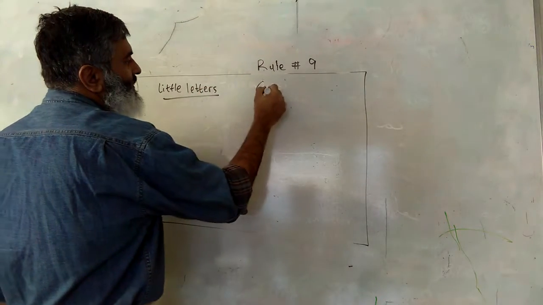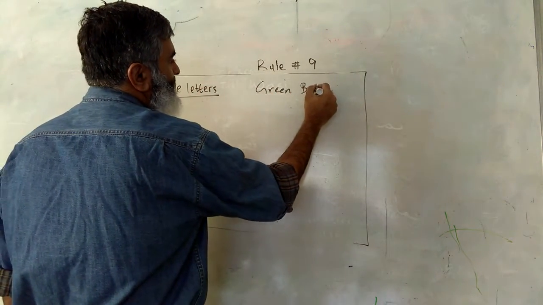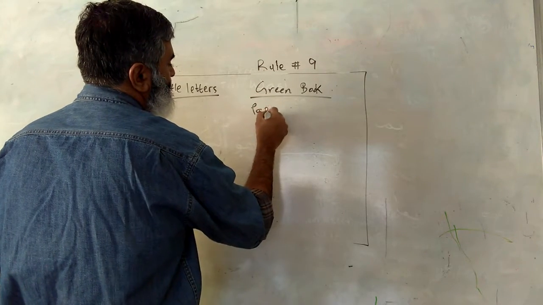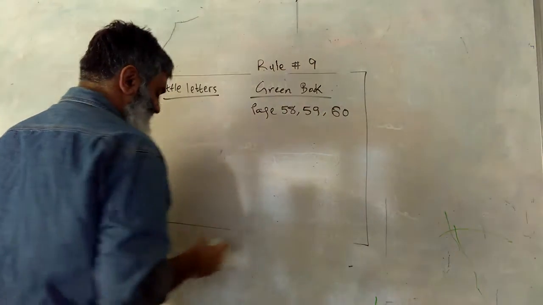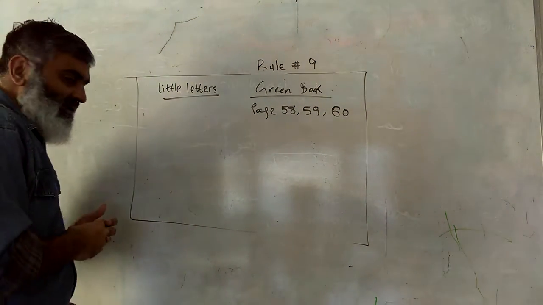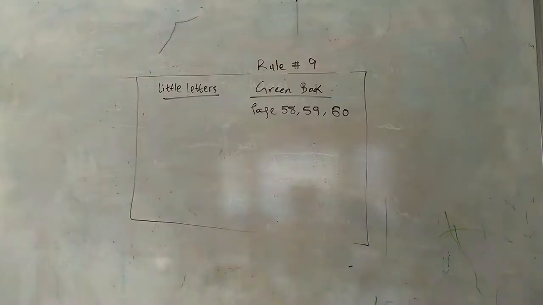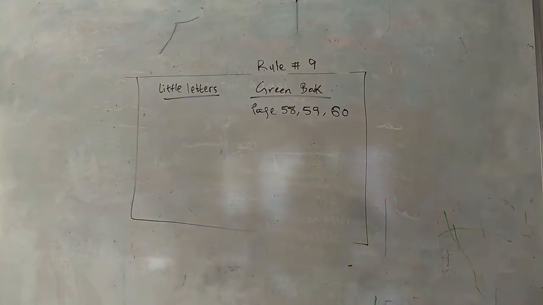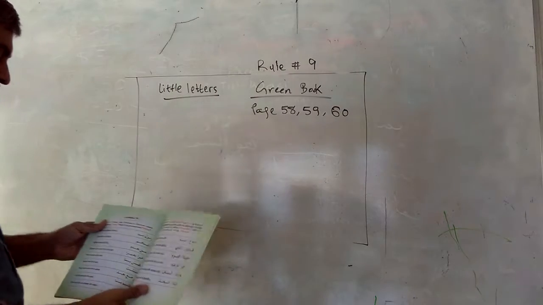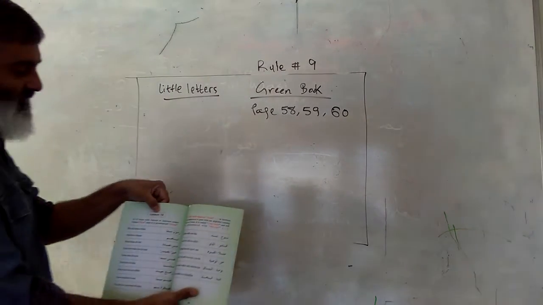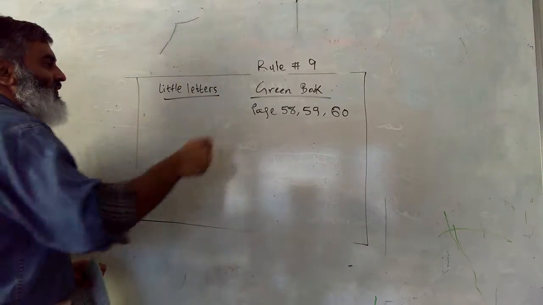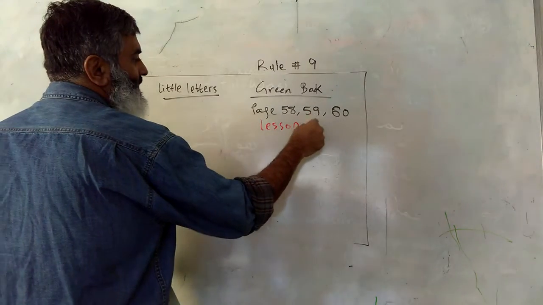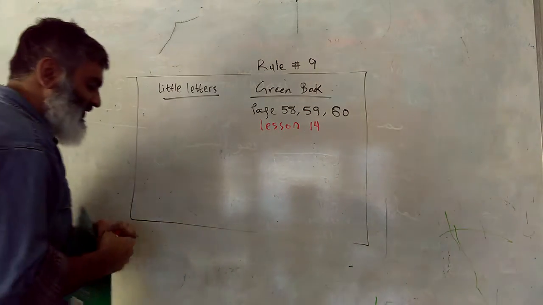This is from your green book, page number 58, 59 and 60. Rule number 9 tells us of something very specific. So if you look at page number 58 in your book, it tells you the rule on the top. It says lesson 14 on it, and so let me put that down. Lesson 14. There are 3 rules in this lesson which we will be going over.